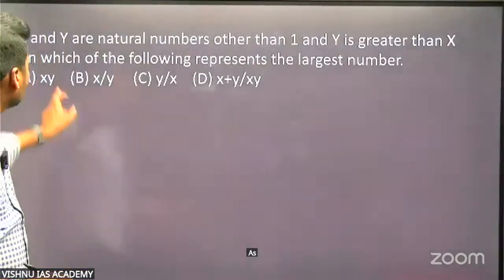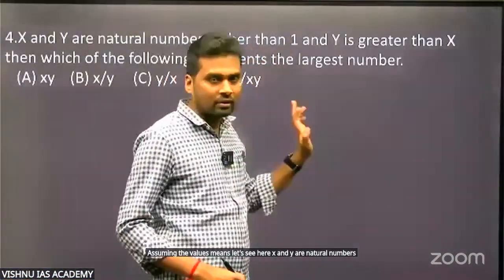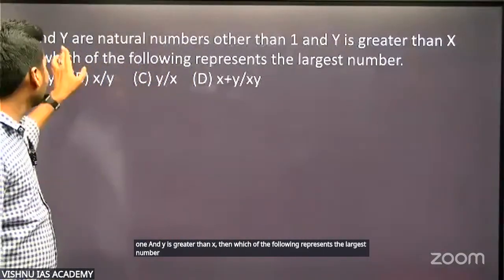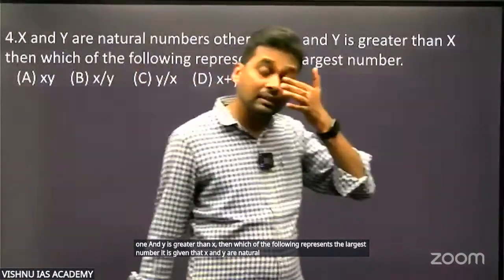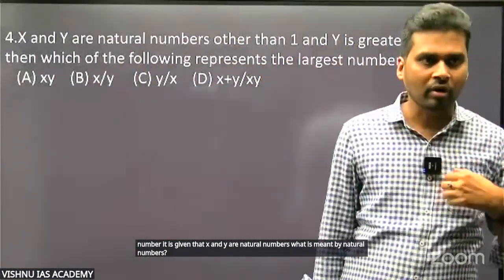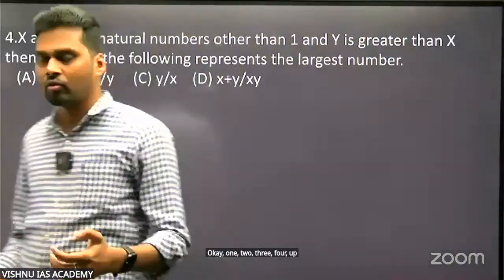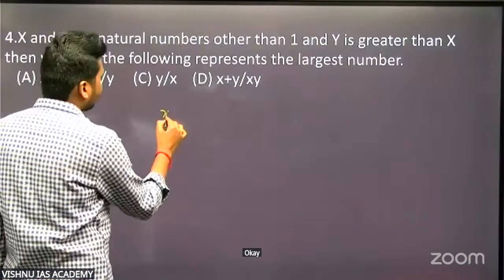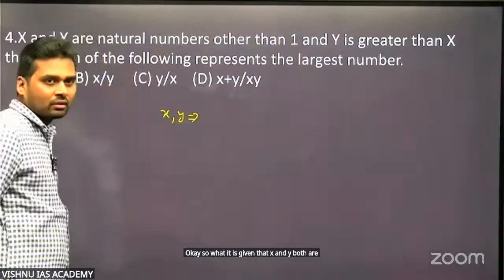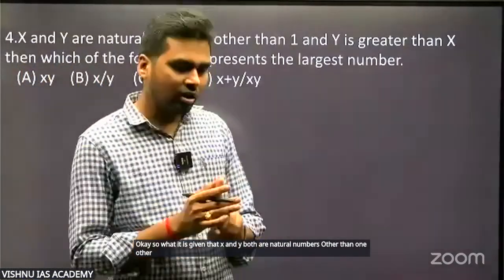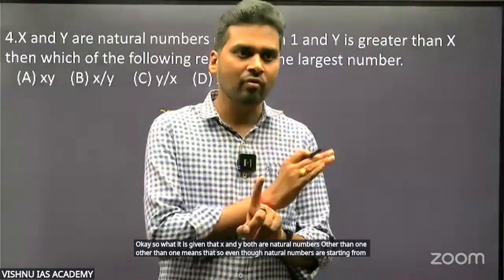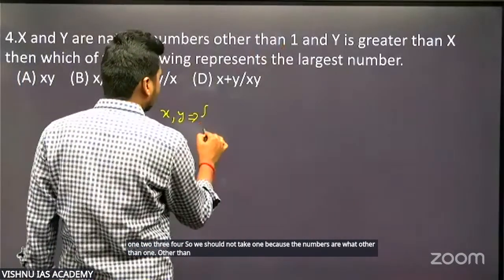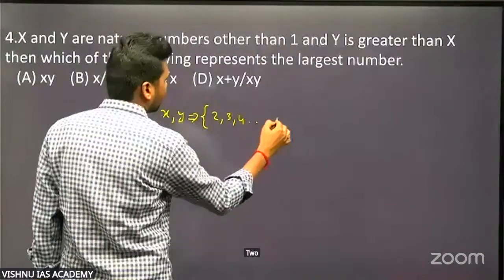Here, x and y are natural numbers other than 1, and y is greater than x. Then which of the following represents the largest number? What is meant by natural numbers? 1, 2, 3, 4 and so on. Both x and y are natural numbers other than 1, so even though natural numbers start from 1, we should not take 1. So x and y should be 2, 3, 4 and so on.